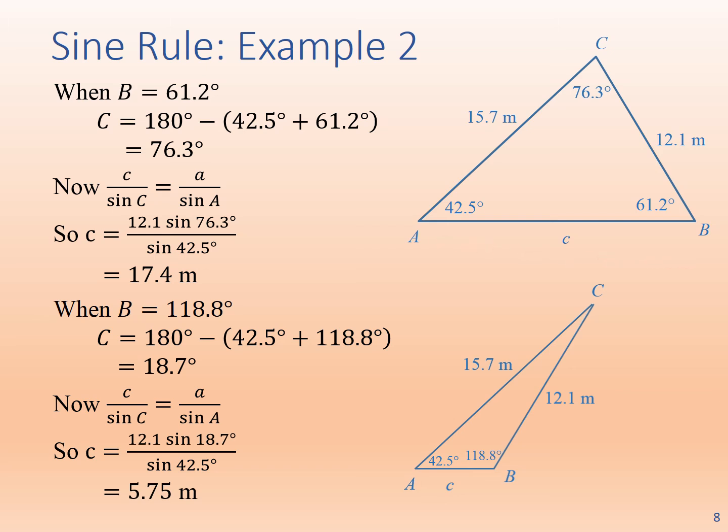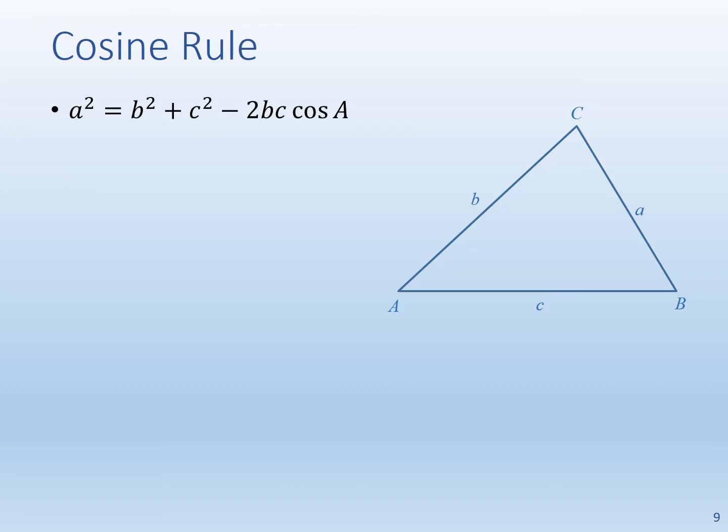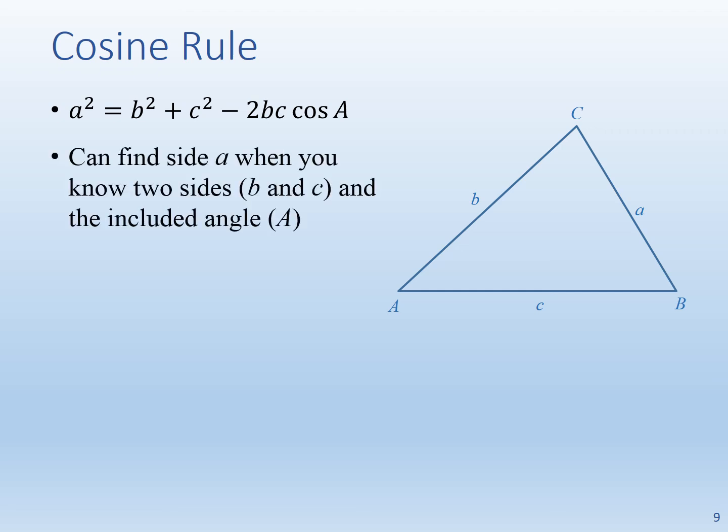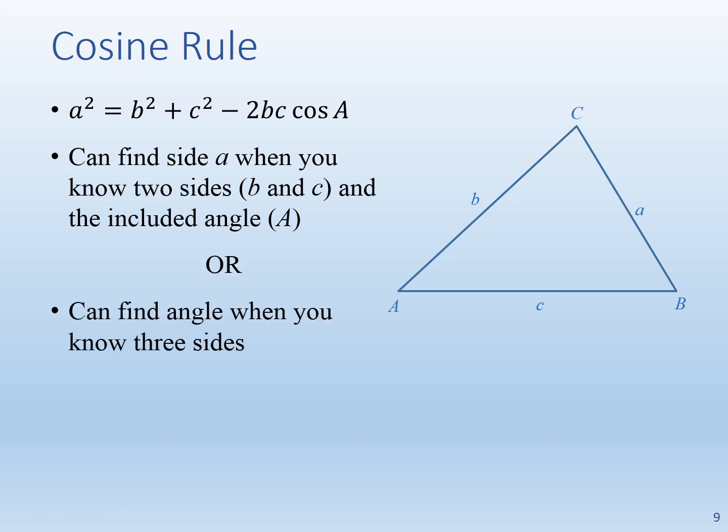The cosine rule states that side a squared is equal to the square of the other two sides added together minus 2 times the product of those two sides times the cosine of the included angle A. So we can use the cosine rule if we know the two sides b and c and the angle A, and we can find the unknown side length a. We can also use the cosine rule if we know the three sides a, b and c and we are trying to find the unknown angle A.